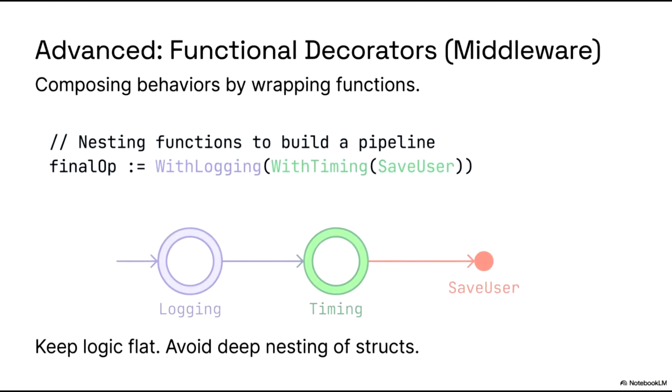Functional decorators, often referred to as middleware, offer a powerful way to compose behaviors by wrapping functions. In this example, we are building a processing pipeline by nesting function calls. We start with the core operation, save user, and wrap it with timing to measure performance. That result is then wrapped with logging to provide visibility into the process. This approach allows us to keep the internal logic flat and modular, effectively avoiding the complexities of deep struct nesting while maintaining a clean, extensible codebase.